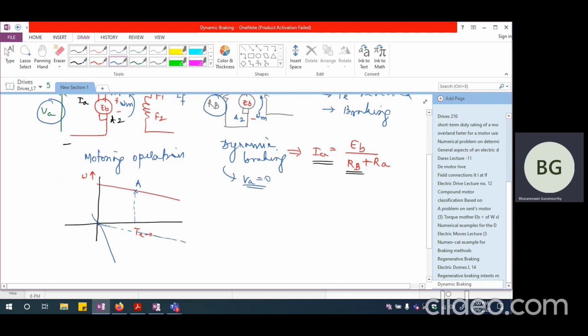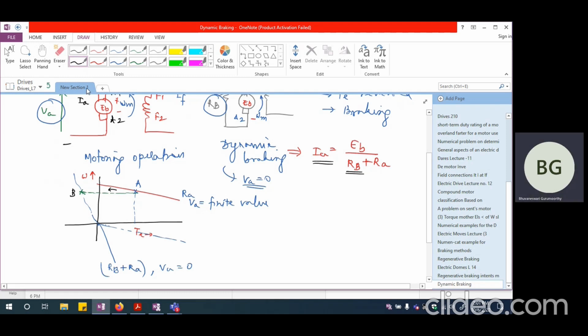So let me extend this characteristic to the other side. This is corresponding to only RA, whereas this is corresponding to RB plus RA. And here VA is a finite value, whereas here VA is 0. So from this particular operating point, if I say that the speed remains the same, then the operating point shifts to point B. From A, it will shift to point B.